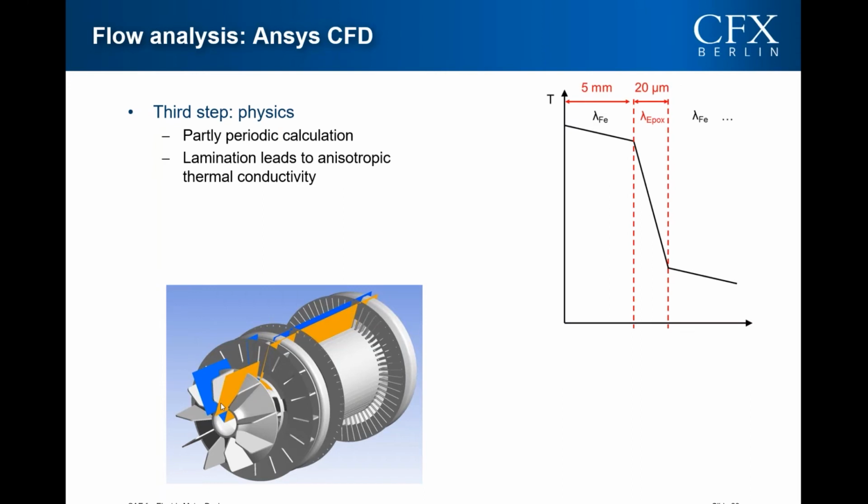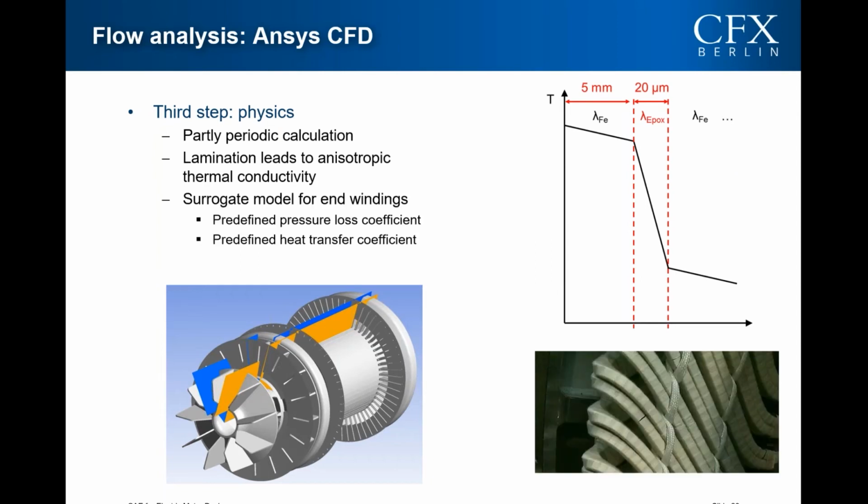As you know, the rotor and stator are made of laminated steel, which leads to anisotropic thermal conductivity. This is shown in the sketch here. The axial heat transfer in that region is reduced to 10% of the solid steel value. So it is important to include this in our calculations.